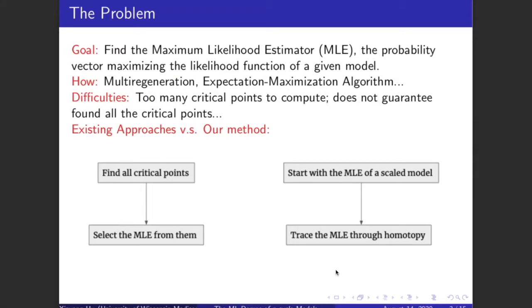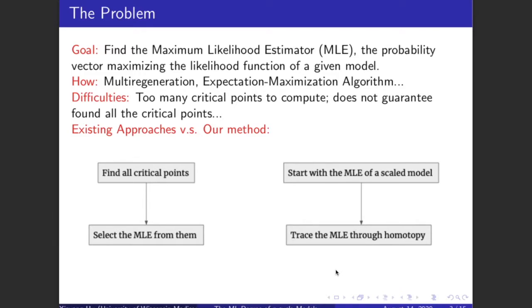The problem we want to investigate is to find the maximum likelihood estimator of a given model, which is a probability distribution that maximizes the likelihood function. This is a fundamental optimization problem in statistics, and we want to approach this problem in the view of algebraic geometry. There are many existing approaches. For instance, the multi-homogeneous regeneration method solves this problem in an algebraic way. The EM algorithm, which is commonly used by statisticians, solves this problem in a hill climbing method.